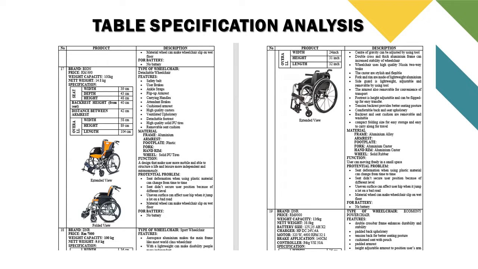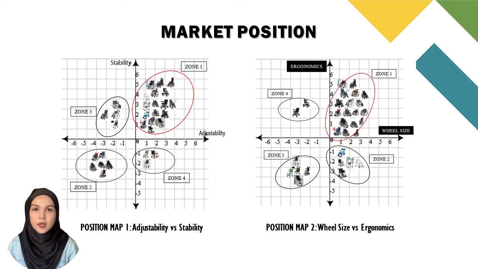Table specification analysis helps to clearly understand the product and be more detailed about product feature and function from the existing products, and to compare between them. Position map is used to know the market position of the product. They are divided into 2 positions. The first position map is about comparison between adjustability and stability.